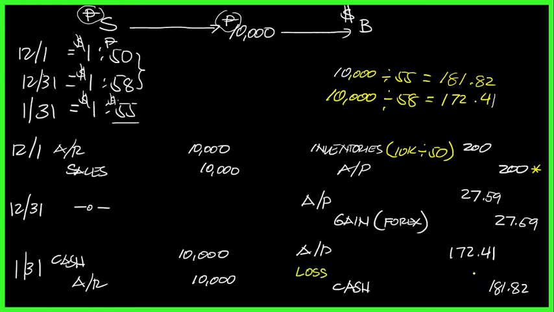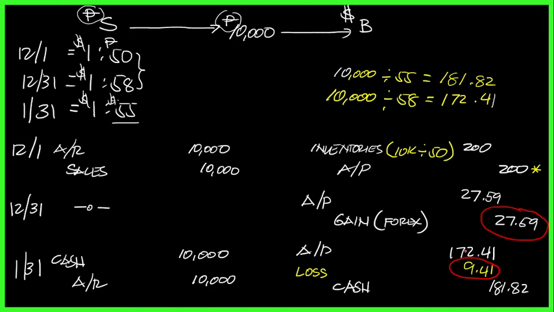We have a loss of the difference, no? The difference of the two, which is 9.41. There you go. You have 9.41. So initially, you recorded a gain of 27.59. This will be for year 1, no? For year 1. And on the second year, you're going to record a loss amounting to 9.41.